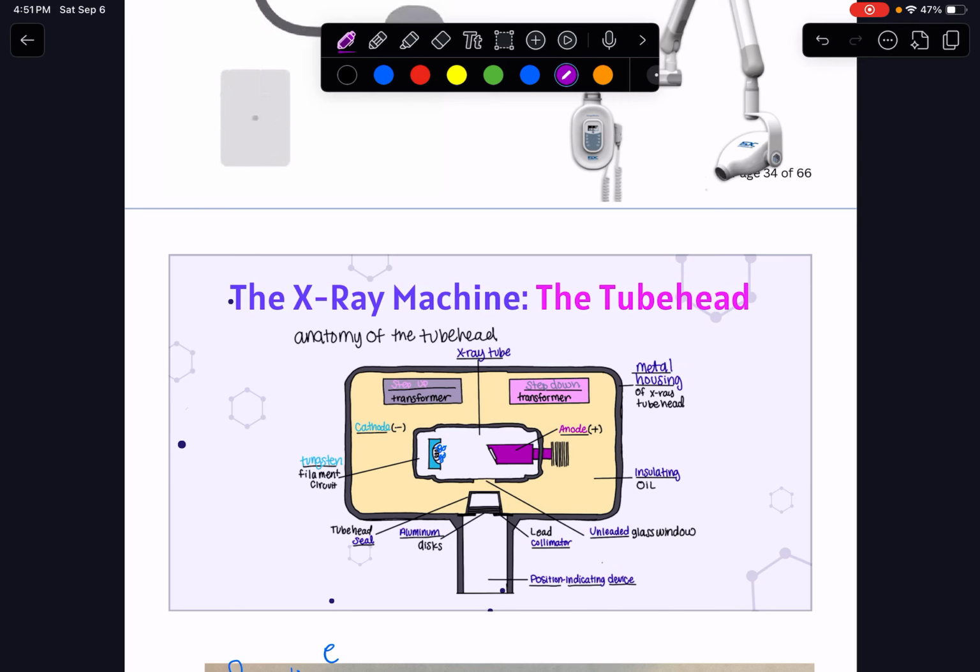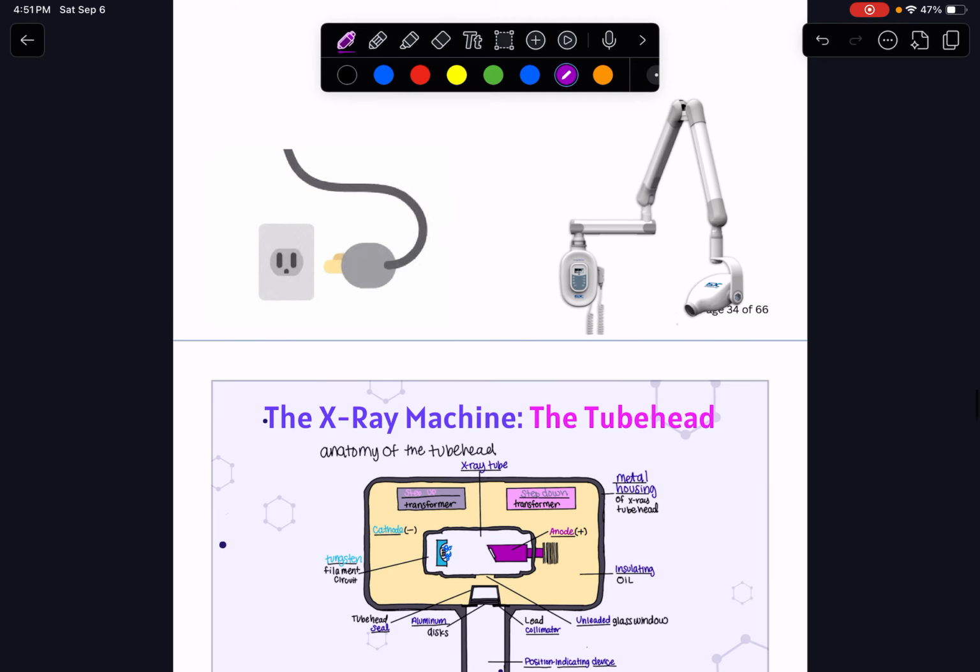Hey guys, I know some of you were confused on the production of X-rays, so I'm going to briefly go over it, try to dumb it down and make it easier. I'm going to be reading off the slide when it comes to the steps, but I'm going to be explaining every step so that you know what it's talking about.